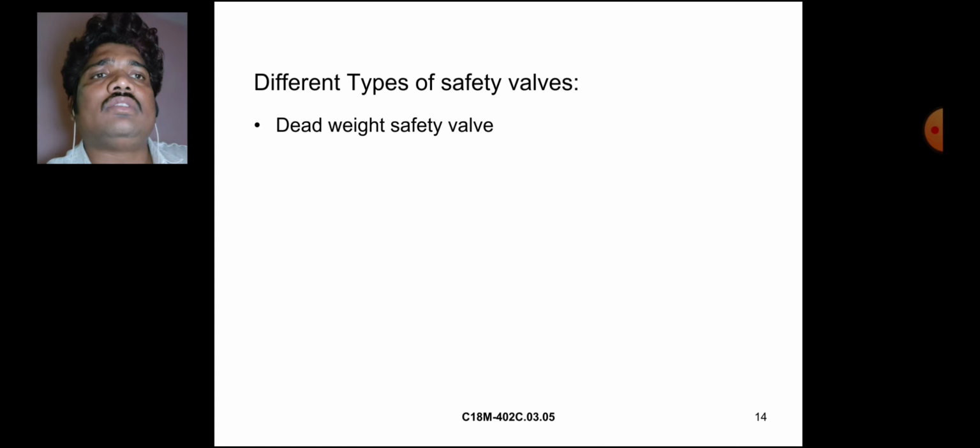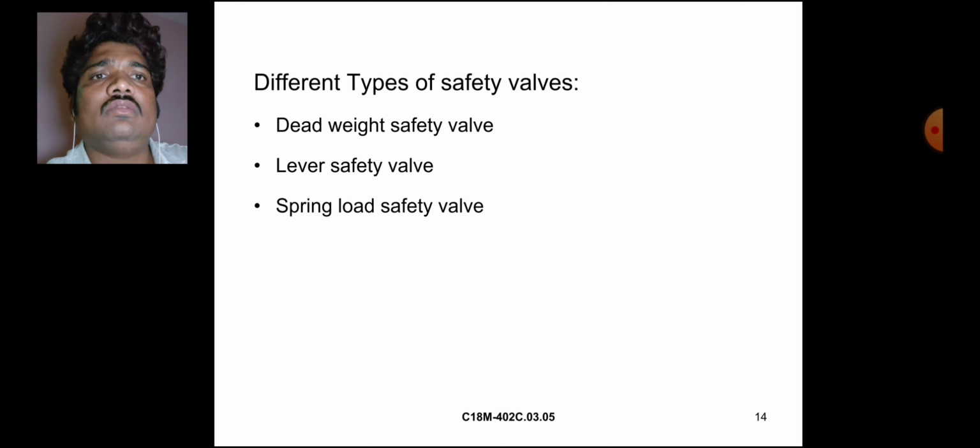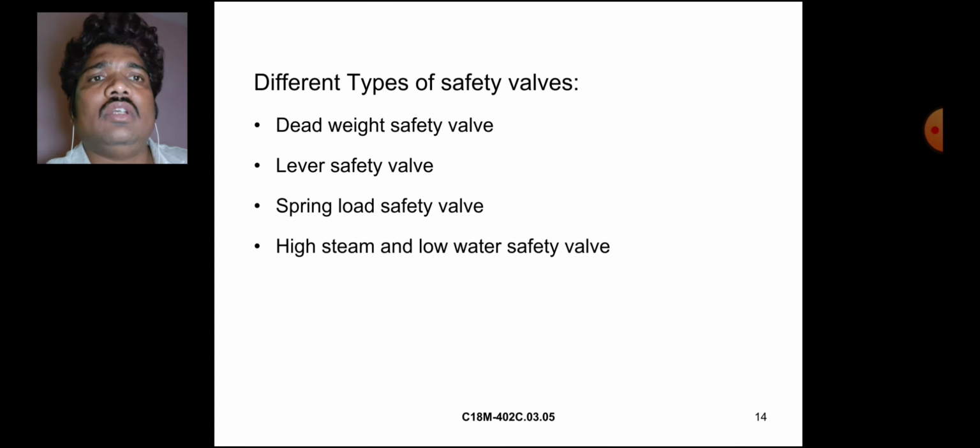Different types of safety valves: dead weight safety valve, lever safety valve, spring loaded safety valve, and high steam and low water safety valve. First one is the dead weight safety valve. Second is the lever safety valve. Third is the spring loaded safety valve. Fourth is the high steam and low water safety valve.